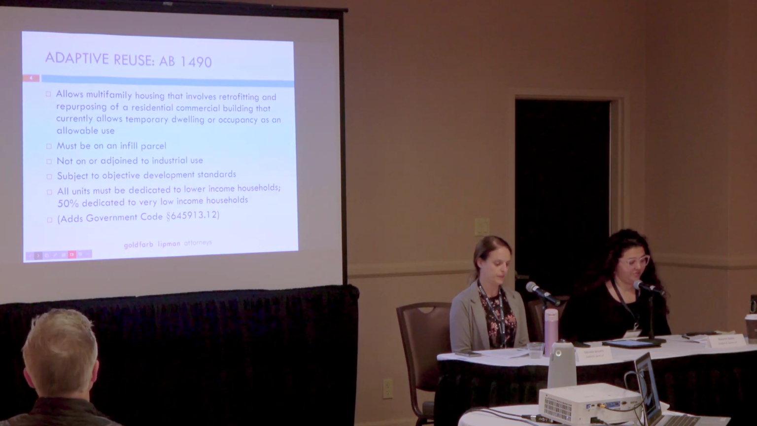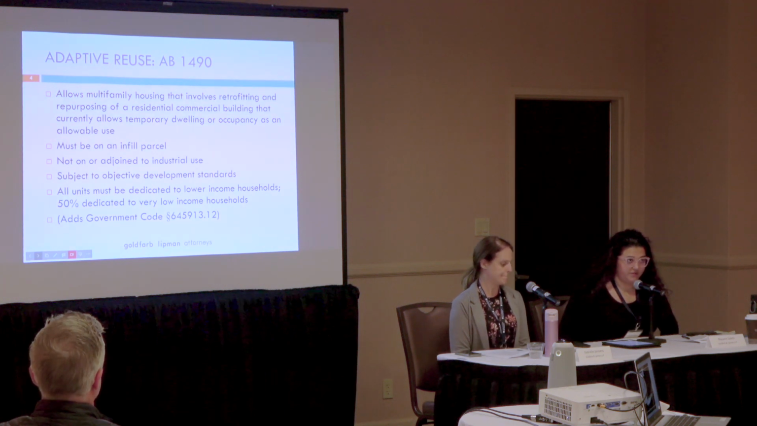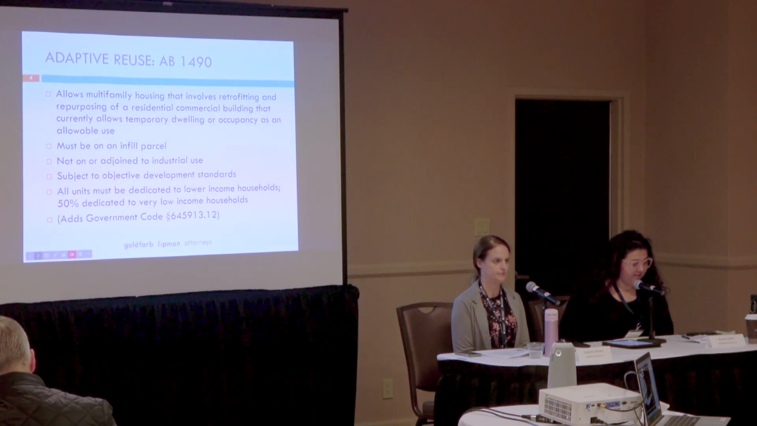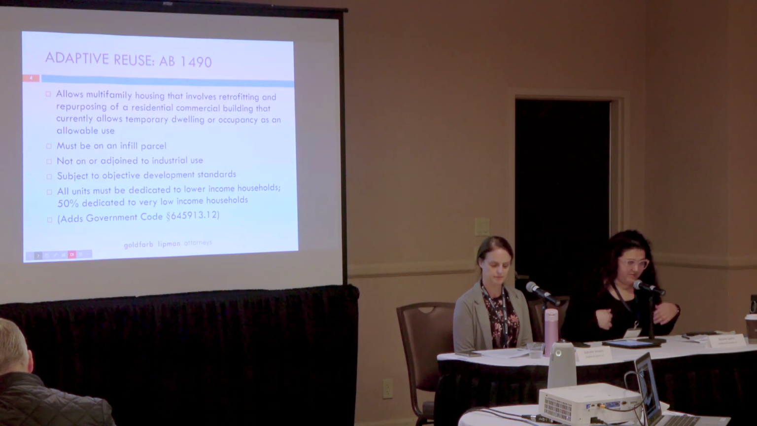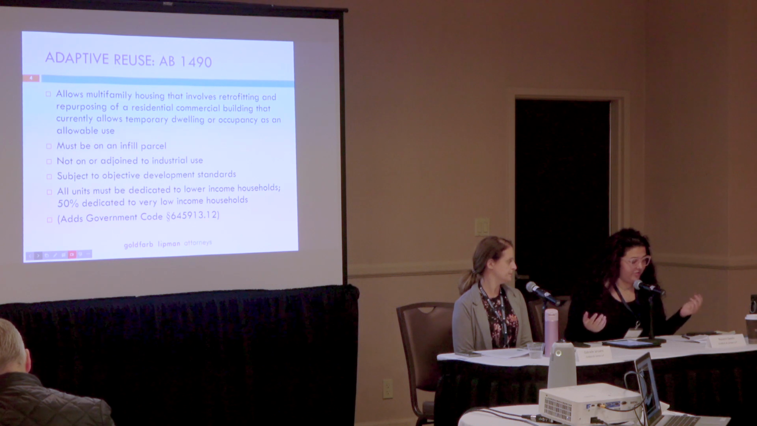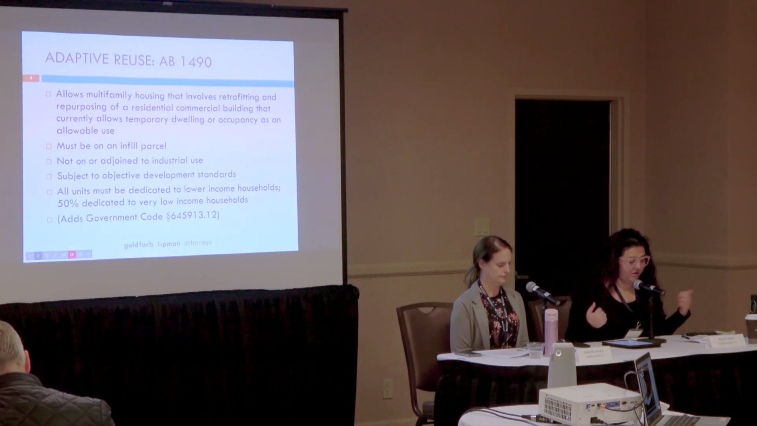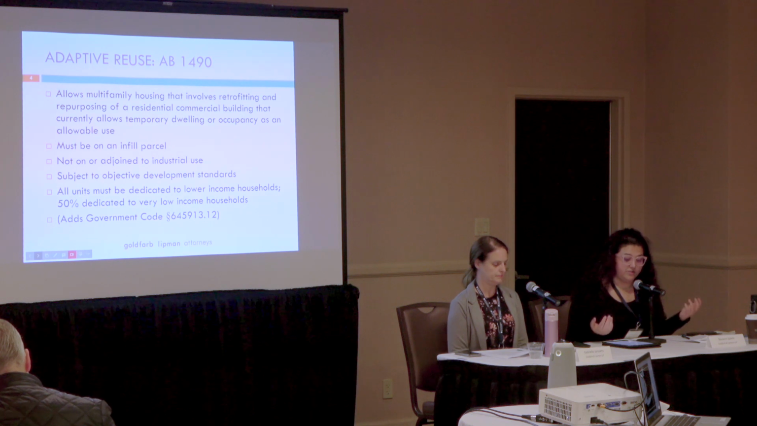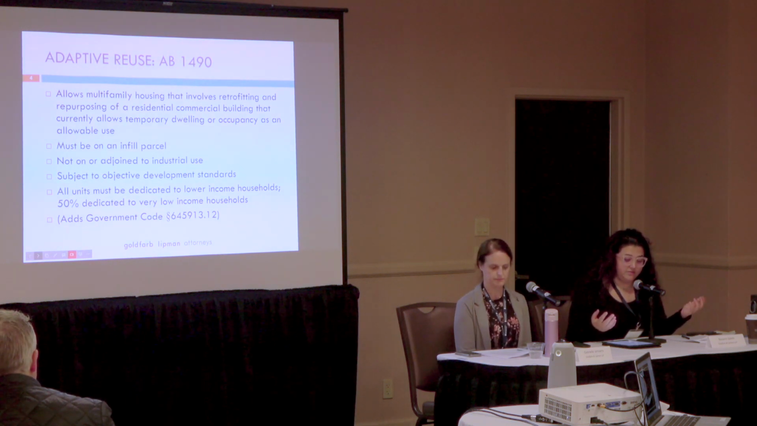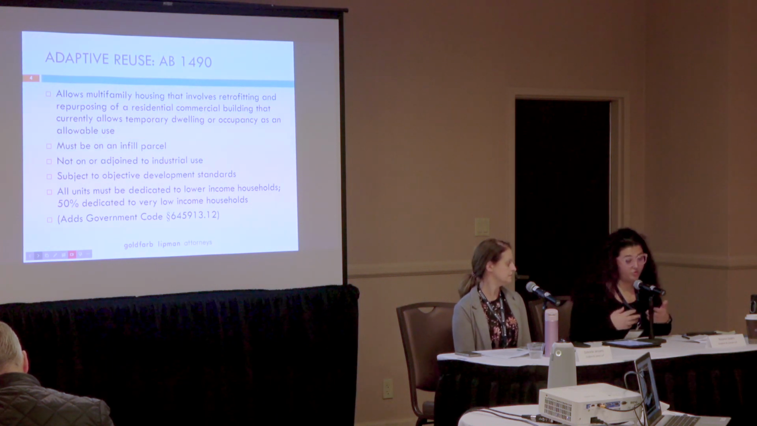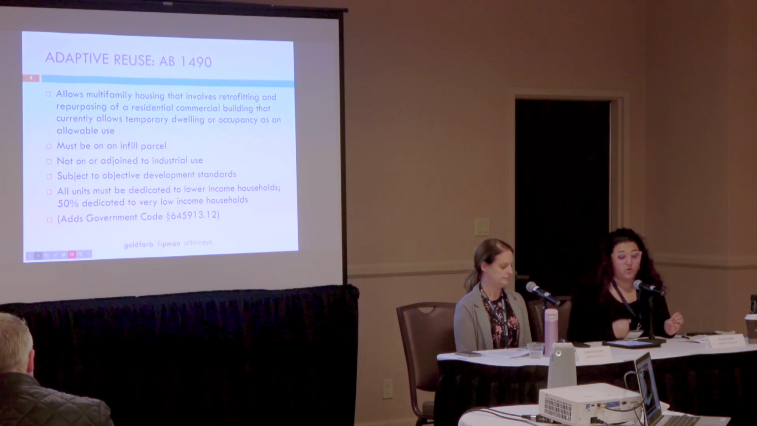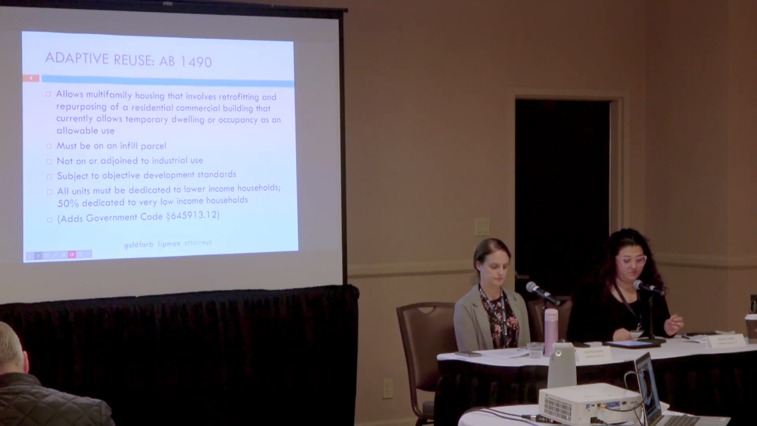Basically 1490 provides that where there is retrofitting and repurposing of a residential or commercial building to permanent housing, and that meets certain requirements, such as it's on an infill site and not adjoining an industrial use, that dedicates all of the housing to lower income households, including 50% to very low income households, then a jurisdiction has to approve this type of project through a streamlining process, basically within 60 days for projects that have fewer than 150 units, and 90 days for projects with 150 units or more.